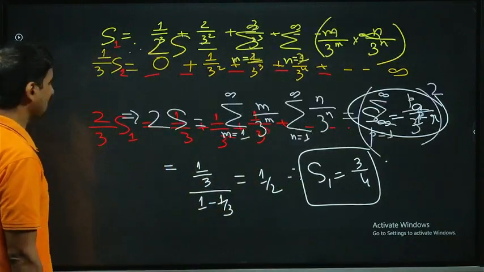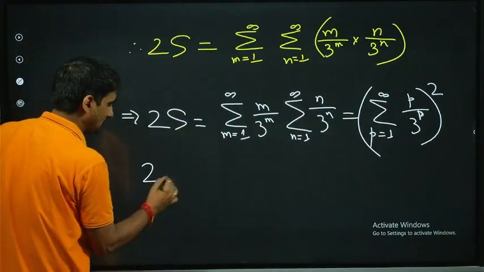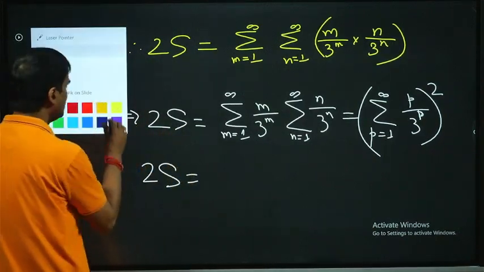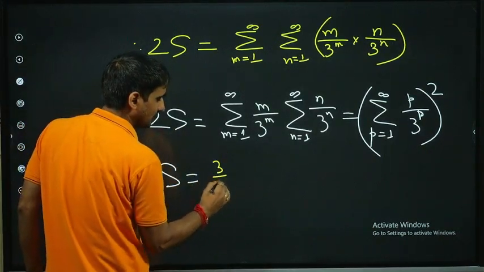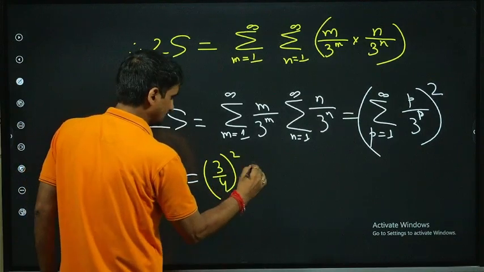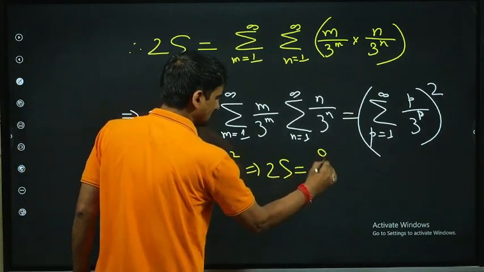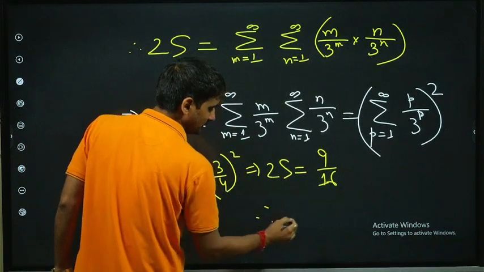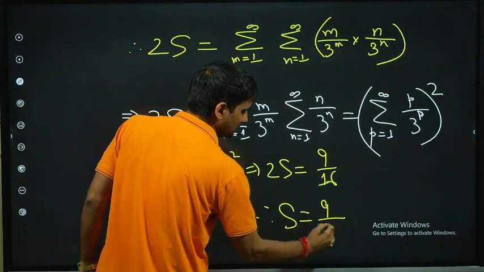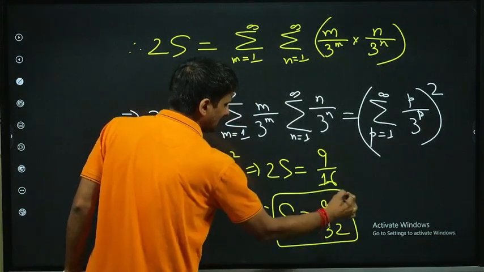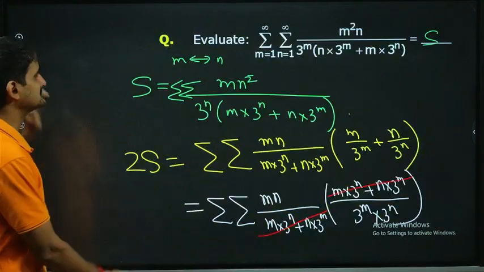So let's put the value here. 2S is simply (3 by 4) whole square. So 2S is 9 by 16. Therefore S is 9 by 32. So that's my answer for this series.